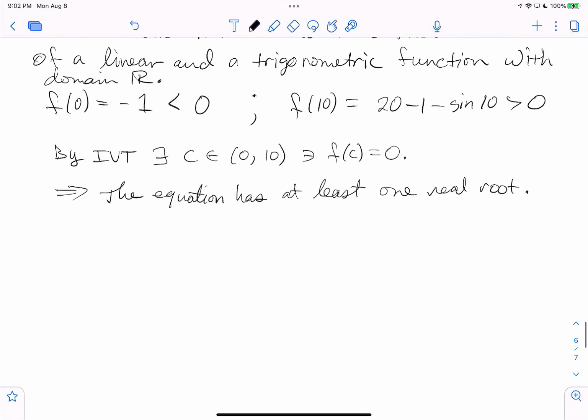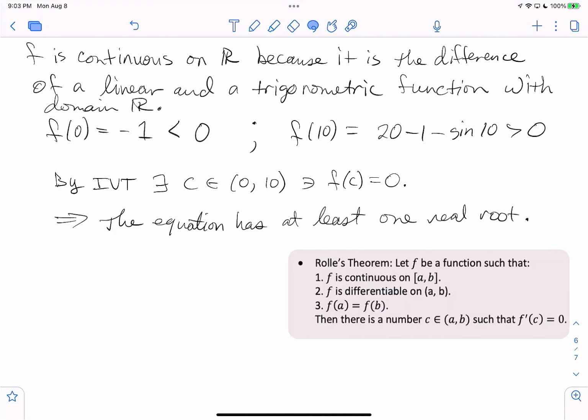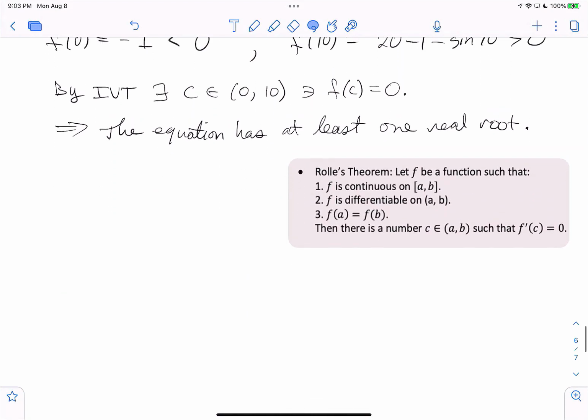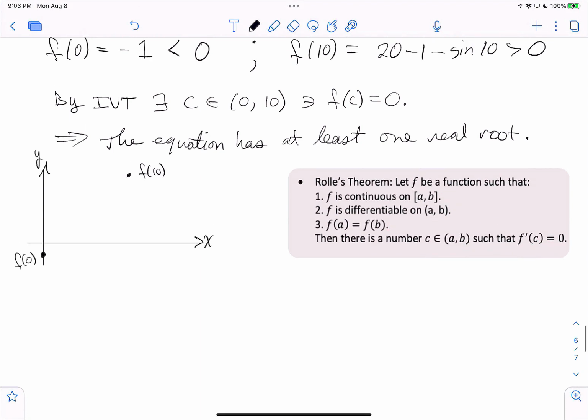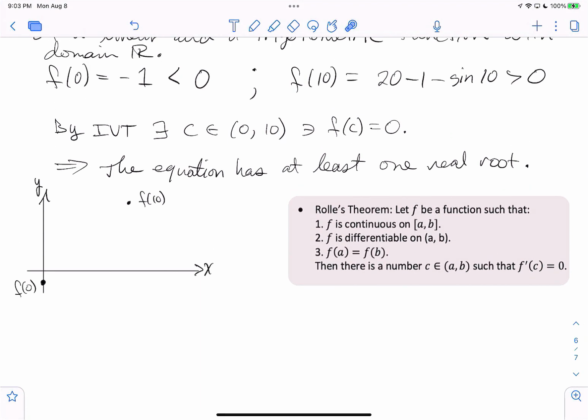For not more than one, we're going to use Rolle's theorem. Let's remind ourselves of what Rolle's theorem says. It says that if we have a continuous differentiable function that equals the same output twice, then somewhere in between there is a zero derivative. Let's try to visualize what we've just done. I'm not trying to say this is to scale, but we said that f of 0 was negative and f of 10 is positive, and by the intermediate value theorem, there's somewhere in between 0 and 10 where the function value is equal to 0.